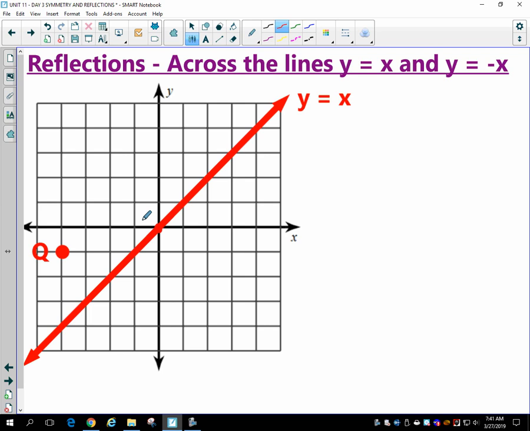If I want to reflect in this line, I still can count to the line, but now I'm counting these spaces. So to get from Q diagonally to this line, I have to count through 1 block and then through a half a block. And so that means I need to go the same distance in the other direction. So I go down a half a block and down 1 more block, and there is Q prime.